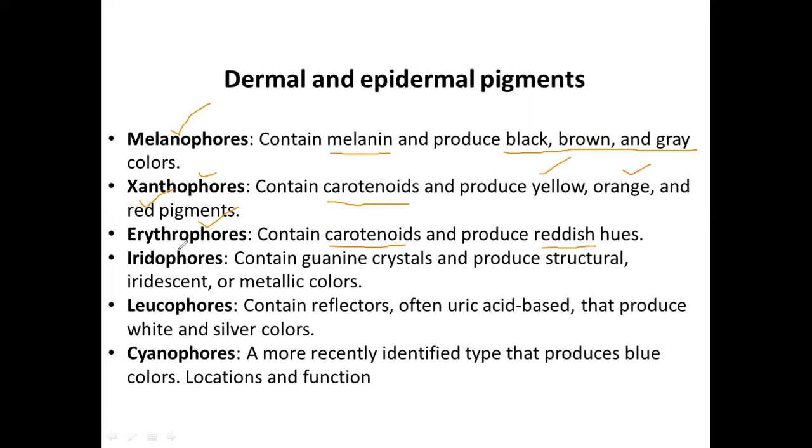Next is iridiophores. They consist of guanine crystals. They generally produce metallic colors or structural iridescence. Generally, the metallic colors are like the colors we see when iron rusts, that kind of reddish metallic color appears when iridiophores are present. Next is the leucophores. They generally consist of uric acid based pigments. They produce white and silver colors. Next is cyanophores. These have been recently identified. The color it gives is generally blue. What the pigment is and what its functions are, they haven't found out till now, but it gives a bluish color.